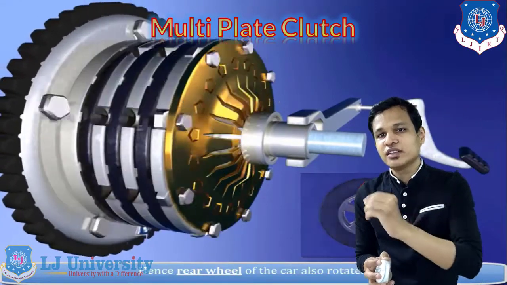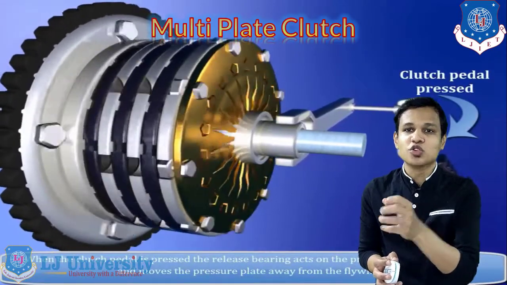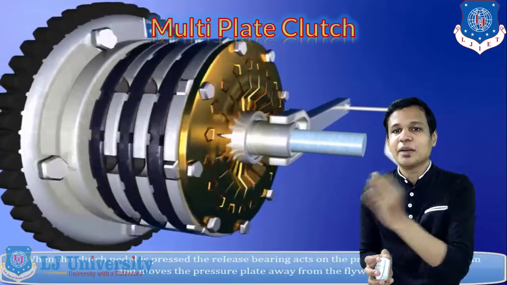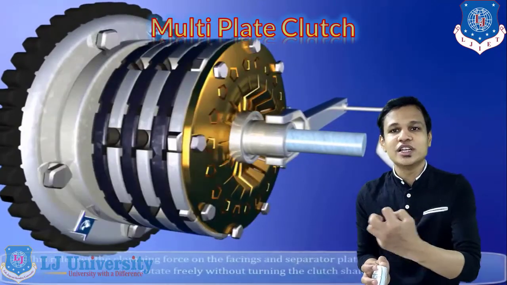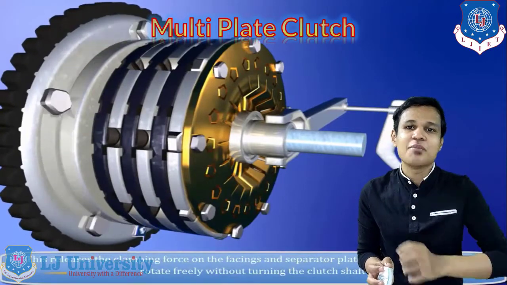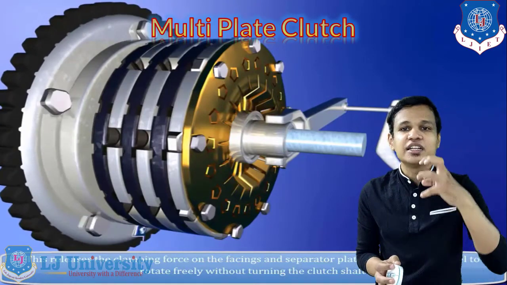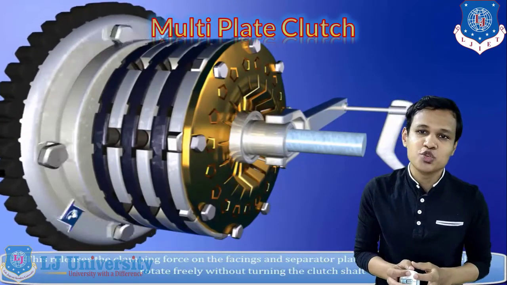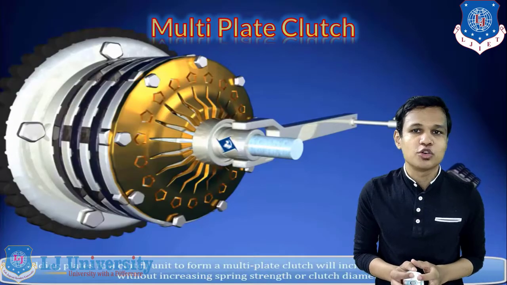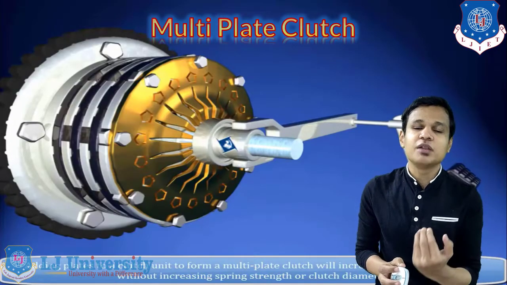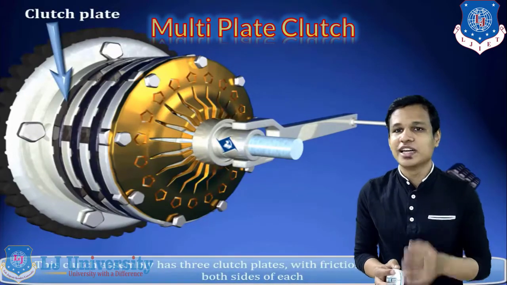Now the advantage of the multi plate clutch is that the number of clutch plates is more, so the power transmitting capacity will be more than the single plate clutch. So in case of two wheelers, if we use a smaller diameter of the clutch, then it will be sufficient for our vehicle, and a lesser amount of space will be used, because there is a problem of space in two wheelers, and that problem will be resolved if we use a multi plate clutch in place of the single plate clutch.